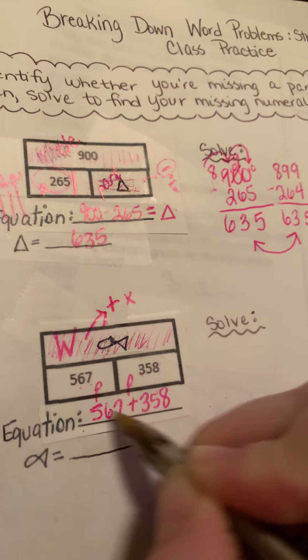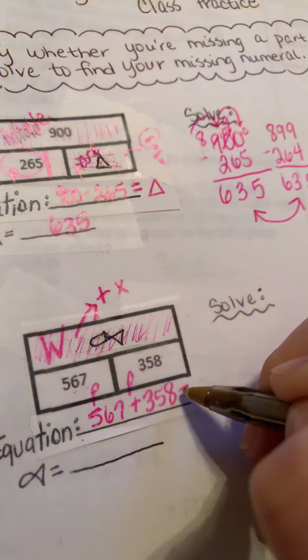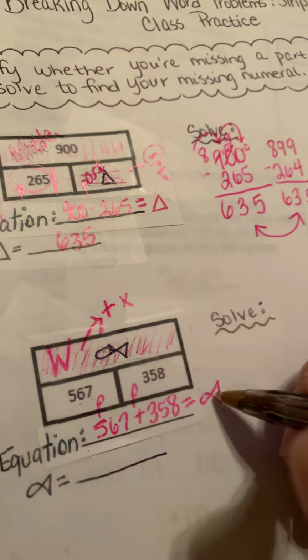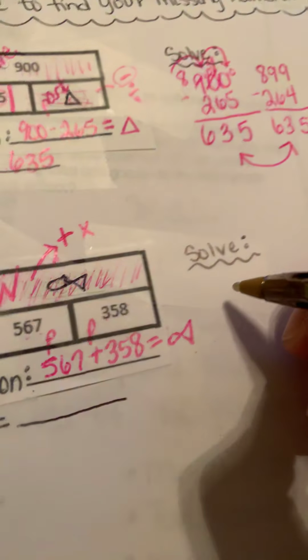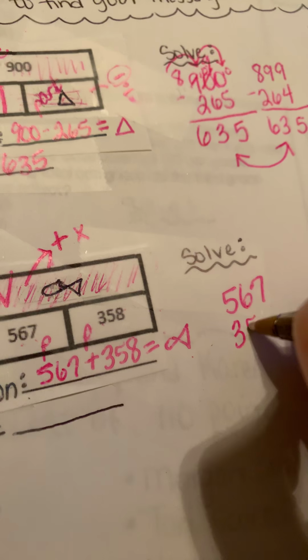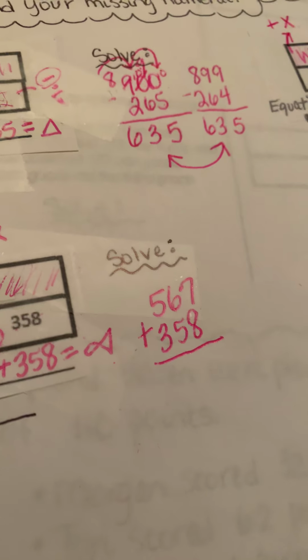And I'd ask, is that an equation? Let me see. Equation, no, equations need equal signs. What is it going to equal? It's going to equal the fish. We don't know how many, but we know it represents a number. And then we're going to line it up vertically. 567 plus 358. I'm going to use near doubles.